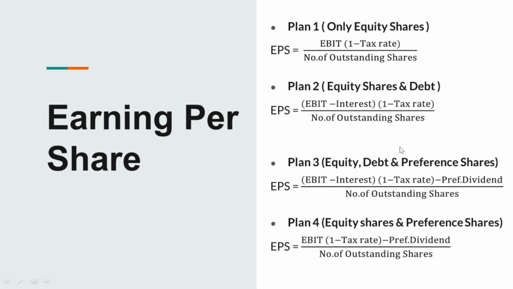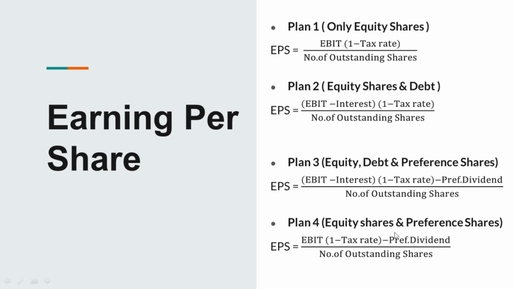Coming to the third plan, which could be the combination of all the three: equity, debt as well as preference shares. For example, the business is in need of raising 10 lakhs rupees. Now it has decided that it would be raising these 10 lakhs by dividing it in a proportion to all the three sources of financing, to equity, debt or preference shares. So in that condition, how would we calculate the EPS, that is earning per share? It would be EBIT minus interest into 1 minus tax rate minus preference dividend divided by number of outstanding shares.